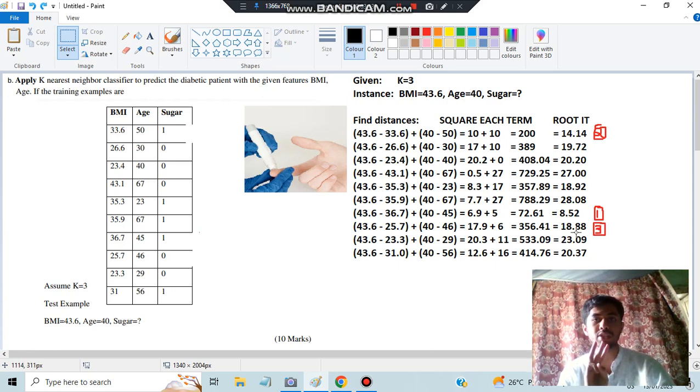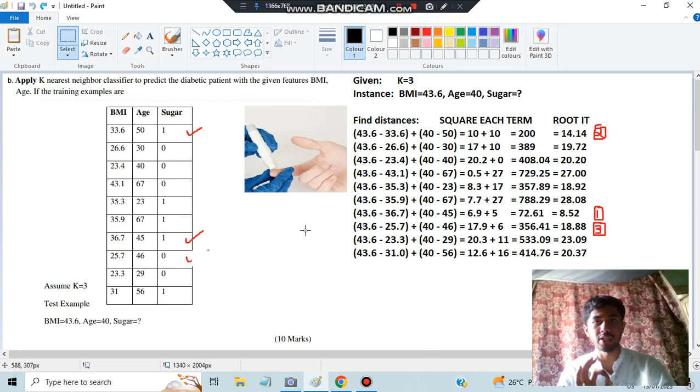After you've got the 3 least values based on the k value, you have to tick them wherever you find them. Here we have the second least value, this is the first least value, and this is the third least value, right? So we'll get 3 least values here. That's all you have to do here.